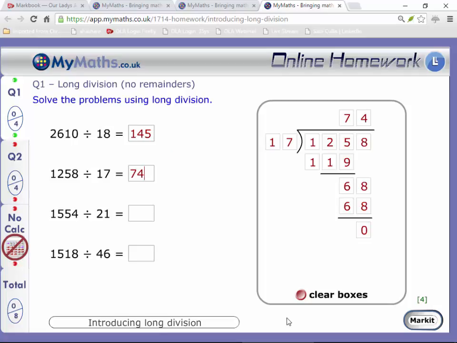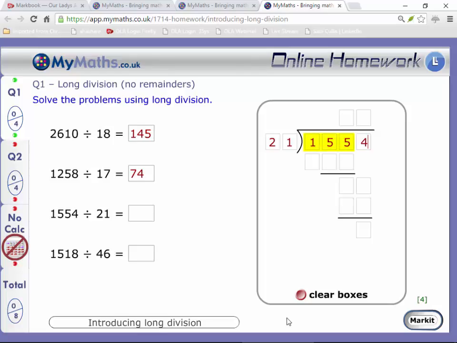Let's clear the box out again. Now we'll try 1554 divided by 21. 21 going into 1, 5, 5, 4. Well, once again, 21 doesn't go into 1, 21 doesn't go into 15, so I've got to take the 155.